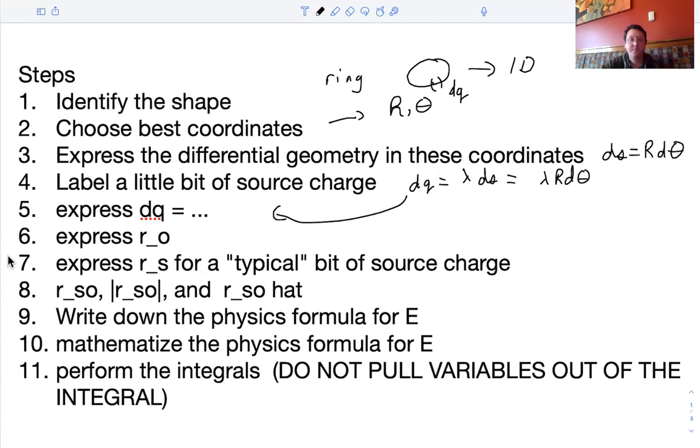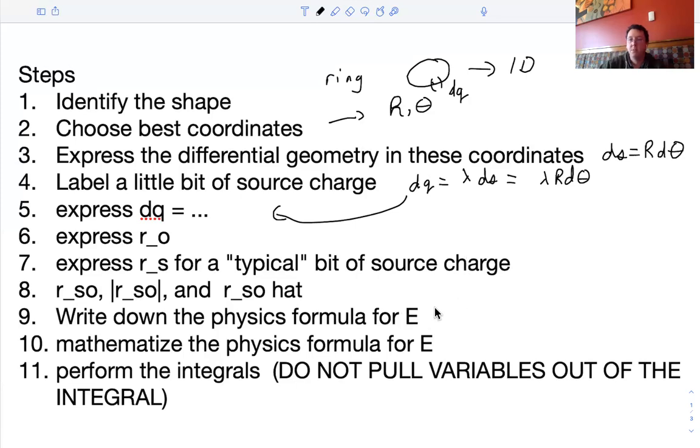Then I would express r_O, the position of the observer, and the position of the source of a typical bit of charge. So choose something out in the middle of the shape, not an edge or a funny corner, so that the formulas you write down are kind of arbitrary. Then work out r_SO, its magnitude, r_SO hat, all those things, and then work out E.